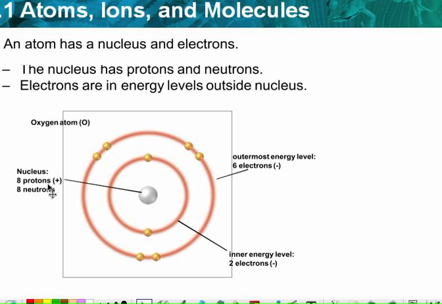I must have missed protons: positive particle. Neutrons are neutral, right? No charge. And the outermost energy level is what we call our valence electrons. So it's how many electrons are in the outermost energy level that are the valence electrons, and that amount of electrons determines bonding, which we'll also get into in this video.